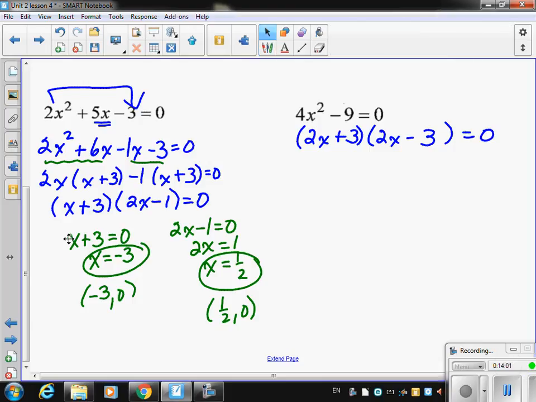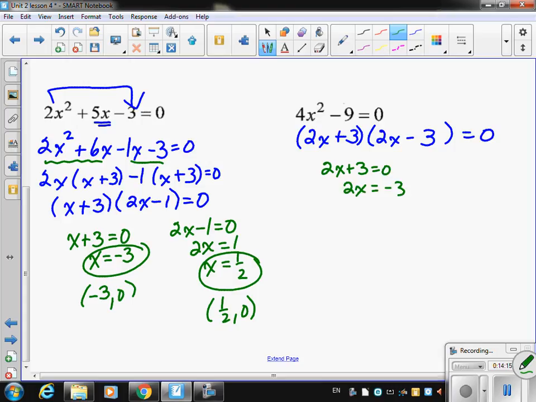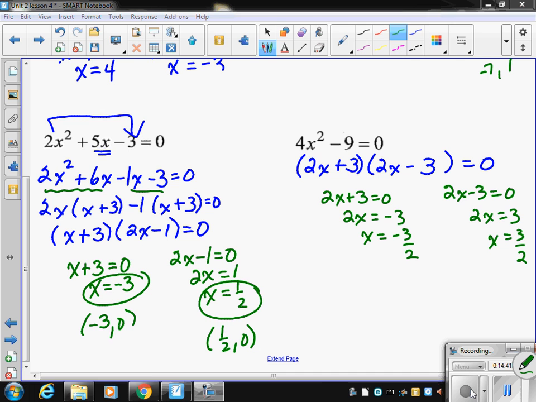So if you recognize what it is, you can just write it down. You don't have to show this step, but if 2x plus 3 were 0, then my x-intercept would be, I'm subtracting 3 from both sides, then I divide by 2. So one of my x-intercepts is -3/2, or -1.5. The other x-intercept, I'm going to add 3 to both sides. Then I'm going to divide both sides by 2, which would be +1.5. Now we just need to practice.